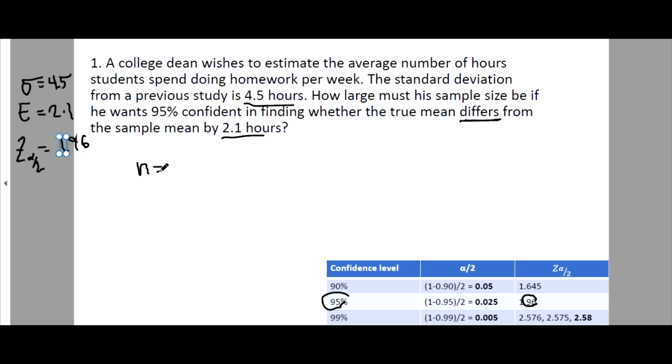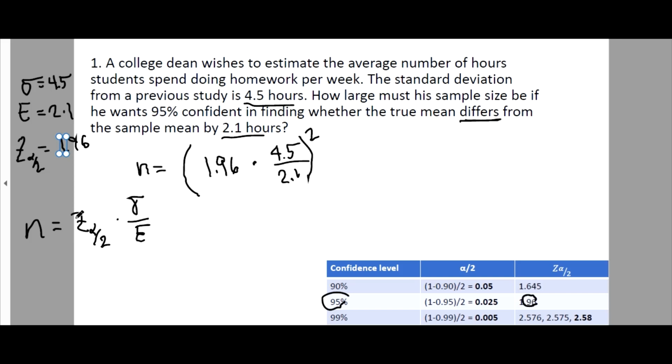Okay, so we will now substitute these values to our formula. So z sub alpha over 2 is 1.96 times the sigma, 4.5, over the error 2.1, then squared. So again, n is equal to the z alpha over 2 times the population standard deviation divided by the margin of error, and then you square that one. Then you use your calculator. So you may copy this on your calculator: 1.96 times 4.5 divided by 2.1, and then you square.